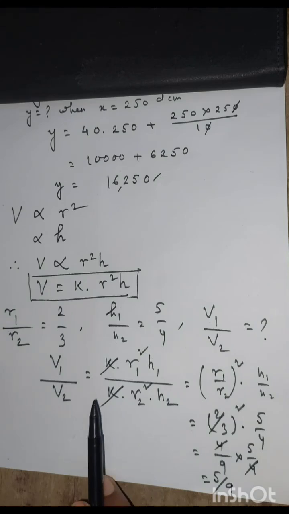So our answer should be 5/9, 5:9. The ratio of their volumes will be 5:9. This is our answer.